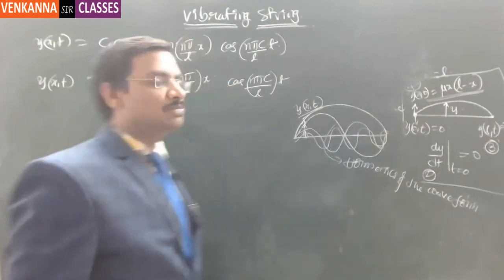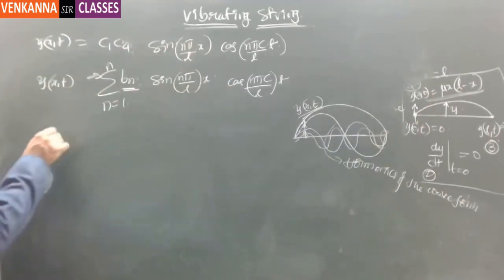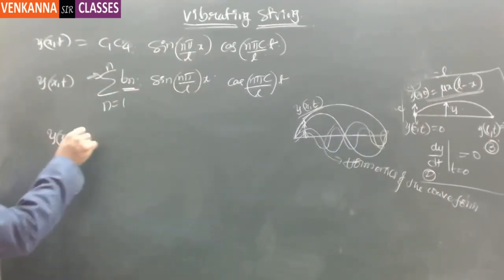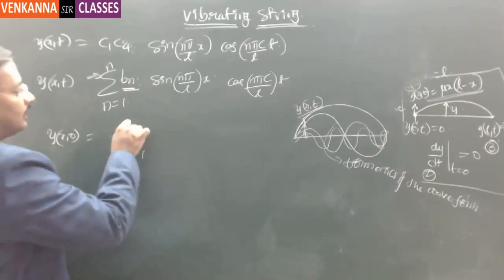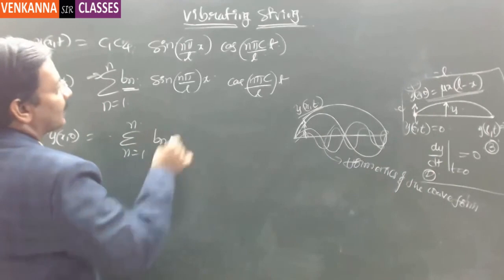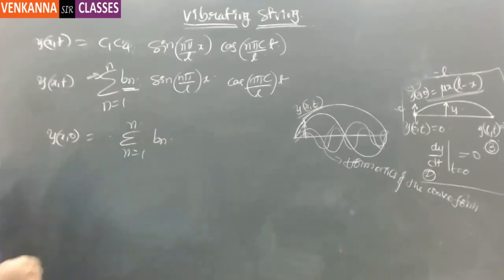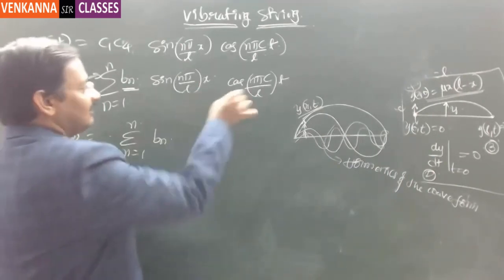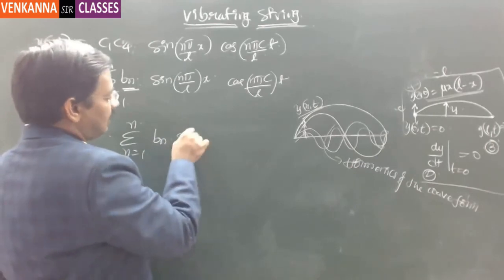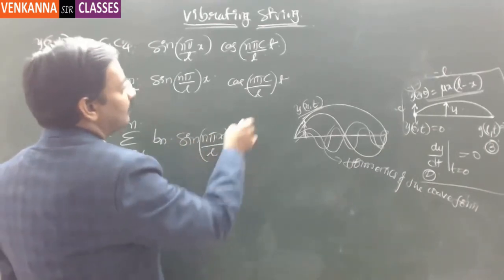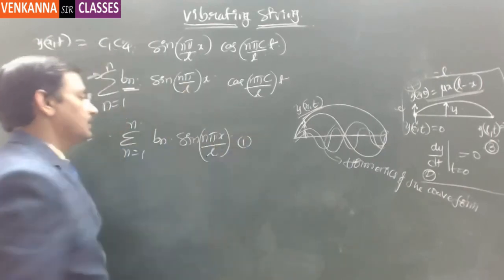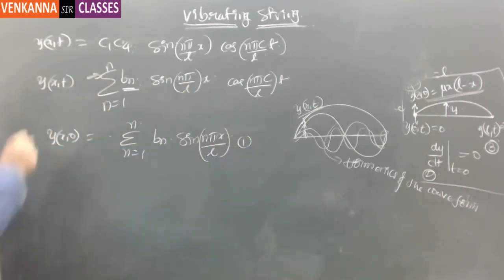This initial displacement is nothing but, at t equal to 0, the location y of x comma 0 is equal to sigma n equals 1 to n, bn cos of n pi x by L. So the x will remain and t will be 0. This is sine of n pi x by L, and then this value is going to be 1. And this is exactly the Fourier series.